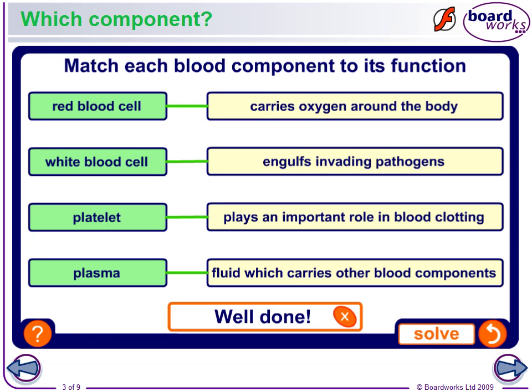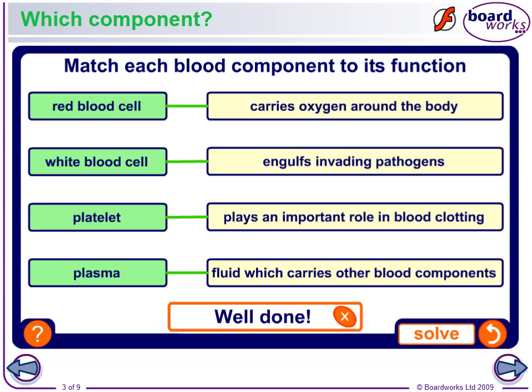All right, so now we're going to match each blood cell component to its function. So red blood cell, does it engulf the pathogens? Is it a fluid? Does it carry oxygen? Does it play an important role in blood clotting? It carries oxygen around the body.